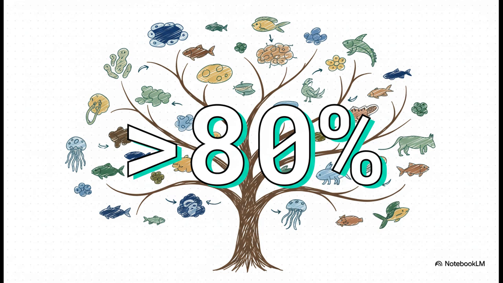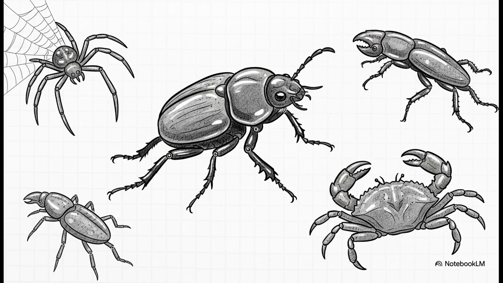Now, the next group we're going to look at, well, they're not just successful. They are, without a doubt, the single most dominant group in the entire animal kingdom. They are so incredibly numerous that they make up over 80% of all known animal species on our planet. Any guesses? We're talking about phylum Arthropoda, the insects, the spiders, the crustaceans.